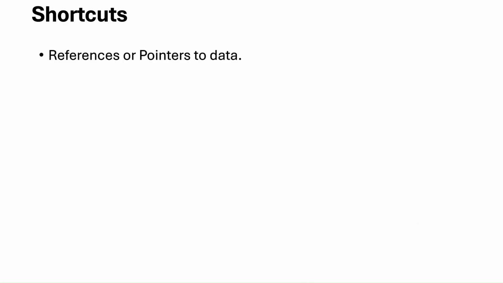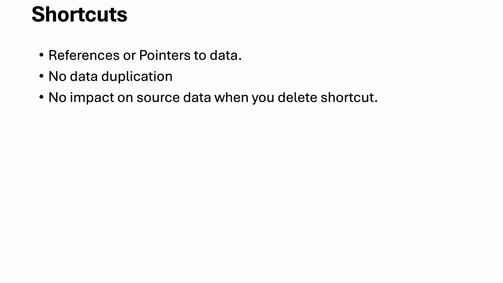So shortcuts are nothing but references or pointers to data, with no data duplication and no impact on source data when you delete shortcuts. The reason is they are references or pointers to data. You can create two types of shortcut, internal and external. Internal shortcuts you can create for Fabric items, and for external ones, you have data residing in S3, GCP, ADLS or Blob storage, or even on Dataverse and SharePoint. They keep on adding to the list. You can create external shortcuts.